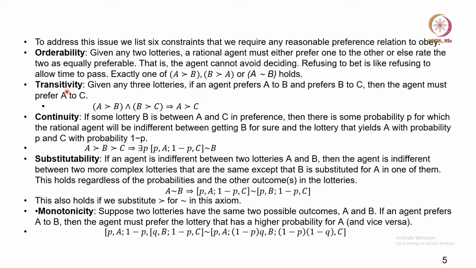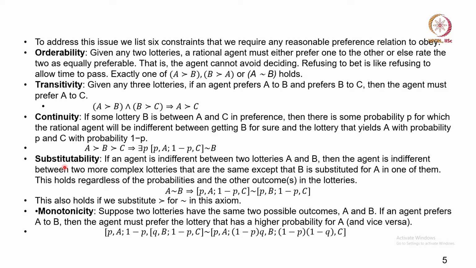Second one is what is called transitivity. If A is preferred over B and B is preferred over C, it implies that A is preferred over C. And third one is continuity. When A is preferred over B and B is preferred over C, then there exists some probability P such that if you take the lottery with A at probability P and C at probability 1 minus P, and you consider taking B instead, the agent is indifferent between the two for some probability P. So that is the continuity.